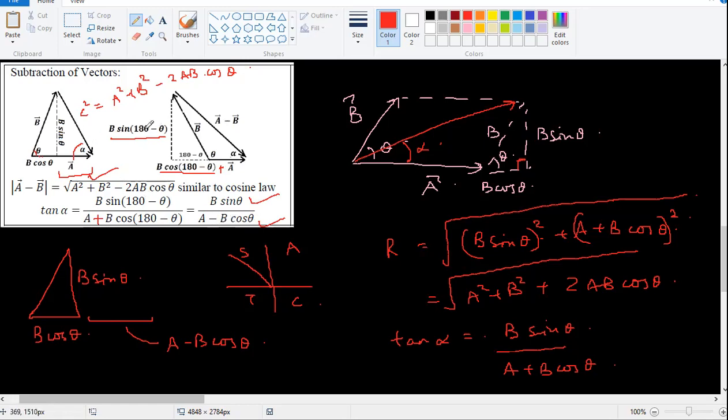I tried to show that both the things will work to give you the same answer. So you don't have to think that depending upon obtuse or acute, this will change. No, it does not change. You get the same answer. So basically we did a revision for vector addition and vector subtraction.